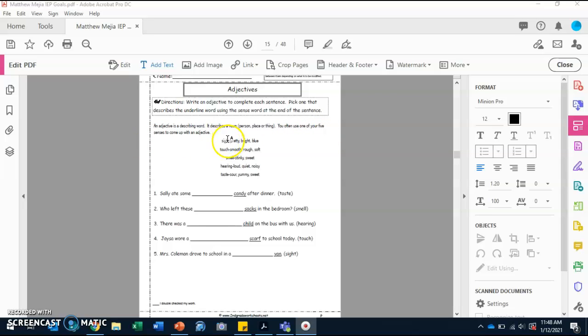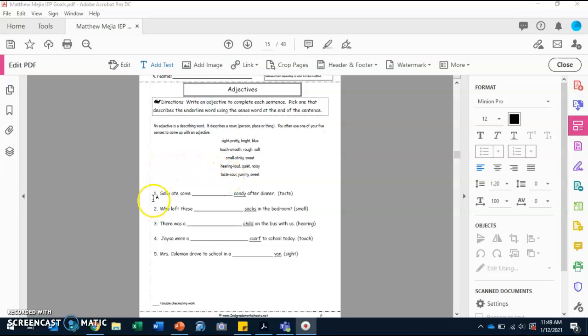If it's sight, it could be pretty, bright, or blue. Touch, it can be smooth, rough, or soft. The smell, it could be stinky or sweet. Hearing could be loud, quiet, noisy. And taste could be sour, yummy, sweet, anything. We usually use our 5 senses to describe.